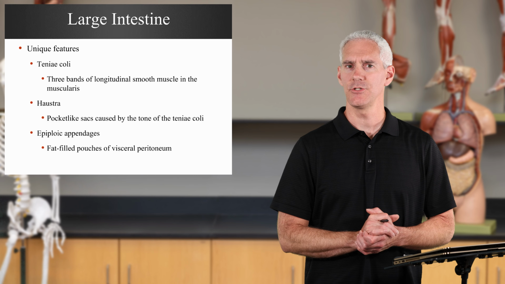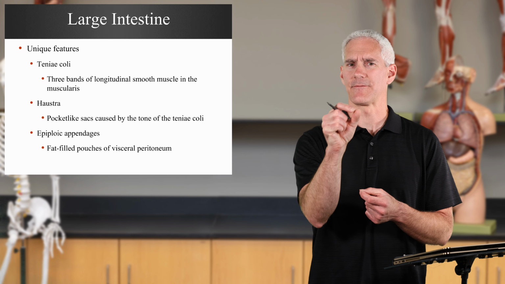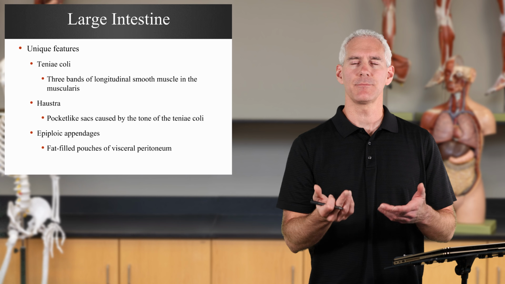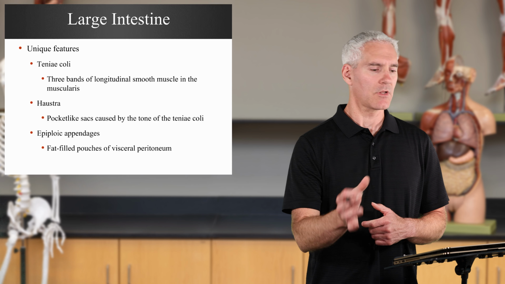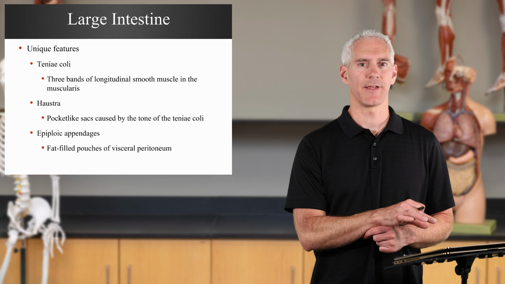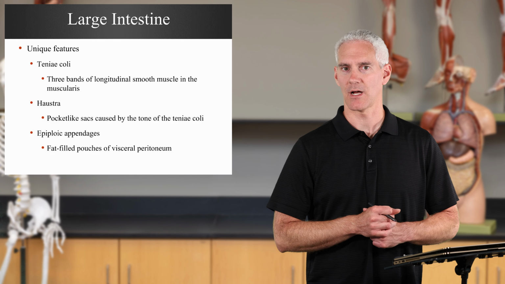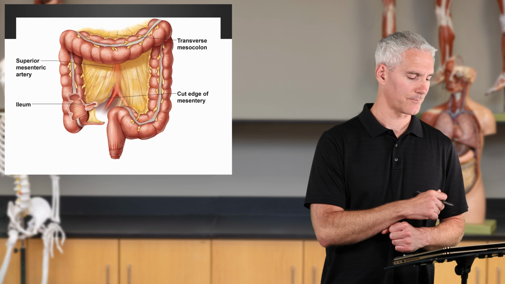The epiploic appendages, these almost look like little fat droplets. They're meant to be storage of some lipids along the entire pathway. So let's take a look at these three specialized features plus the main structures of the large intestines.